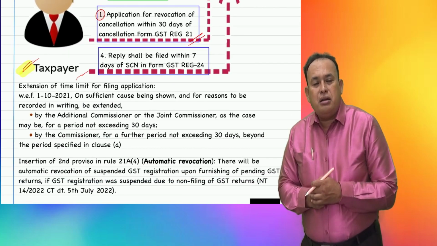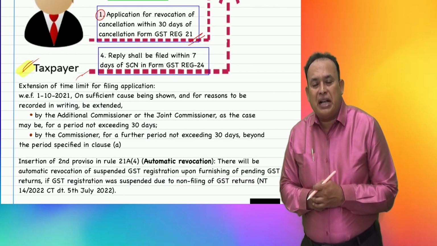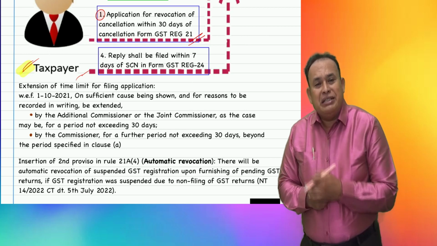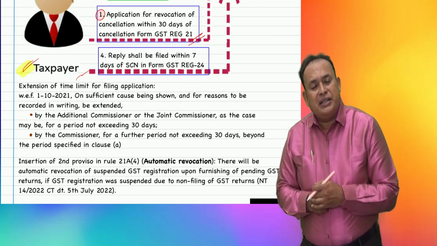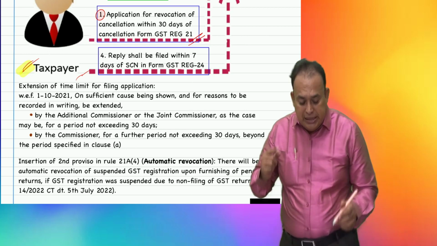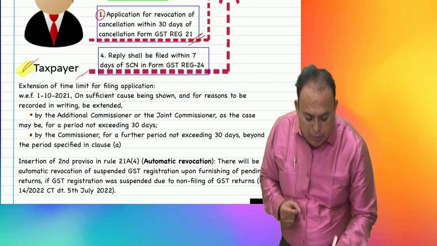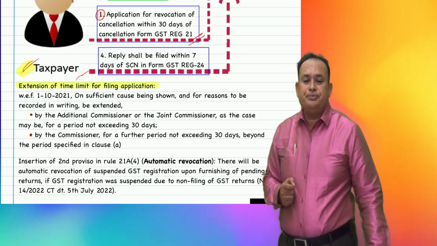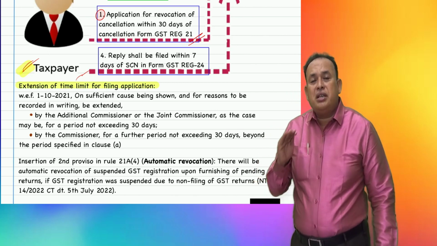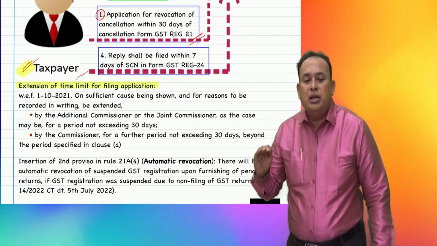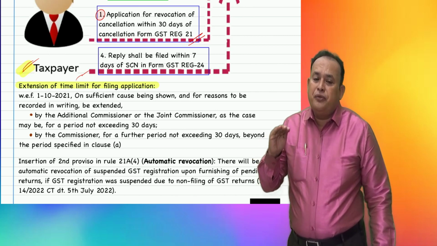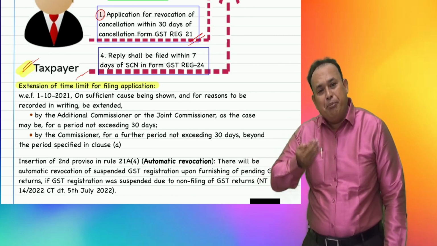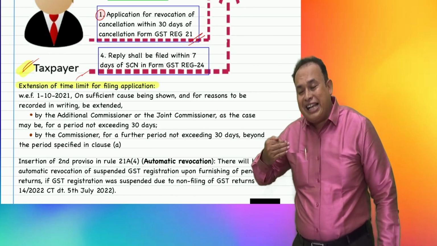No sir, not applied within 30 days from the date of cancellation of the registration. In that case, whether he obtained the permission for extension. What do you mean by that? Extension of the time limit is permissible for filing the application for revocation of the cancellation. On sufficient cause being shown and for reasons to be recorded in writing, we extend this time period of 30 days from the date of the cancellation order.